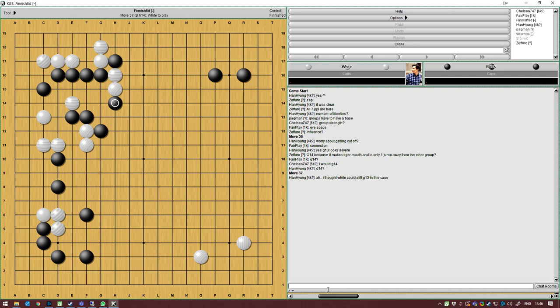Literally in this case, yes, white can still cut there, cut off black at G13, but that is no longer a cutting point that can affect the black group. That will be a minor problem that only refers to the G12 single stone.